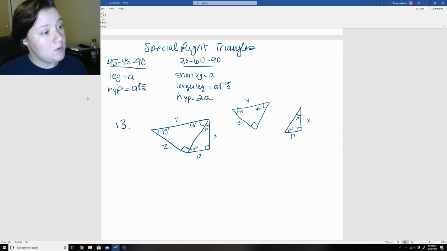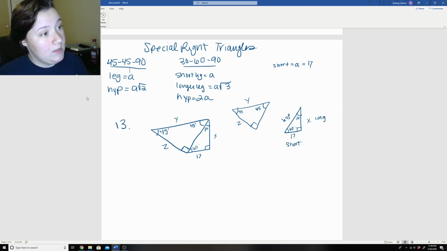So across from the right angle is going to be the hypotenuse again. Across from the 60 is going to be the long leg. And then across from the 30 is going to be the short leg. Okay, so we have the length of the short leg. So this short leg is going to be equal, if we check the 30, 60, 90 triangle, to a. Okay, so this one's just going to be 17. So a is 17 in this case.